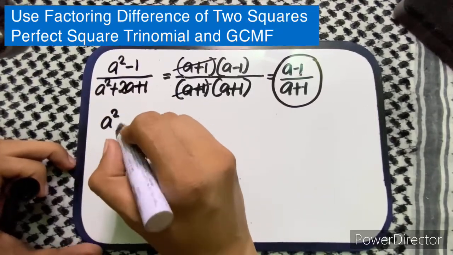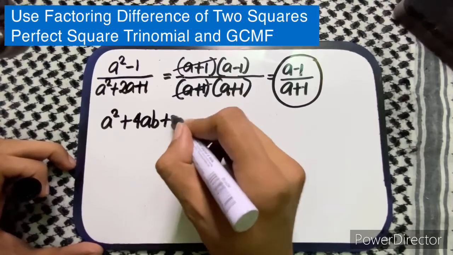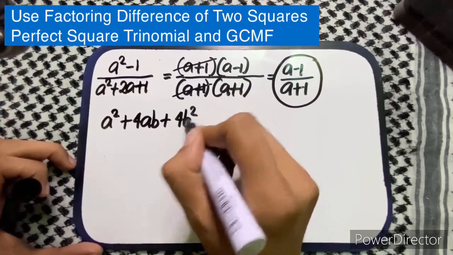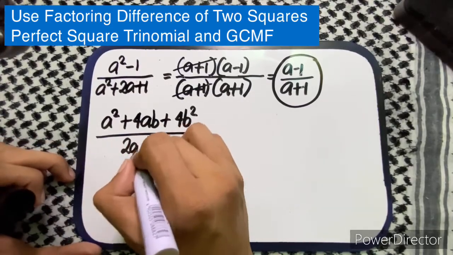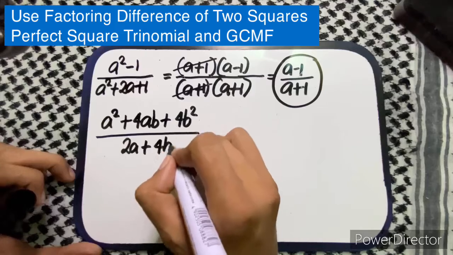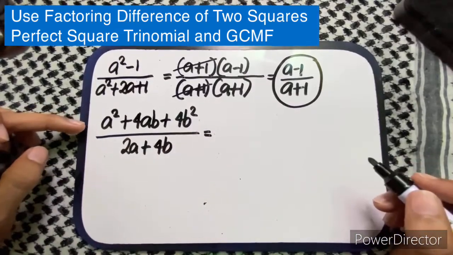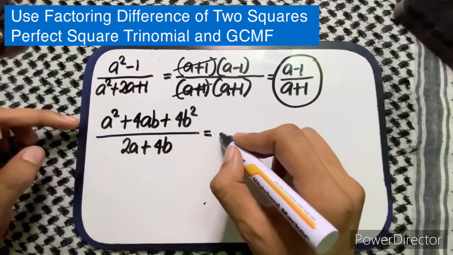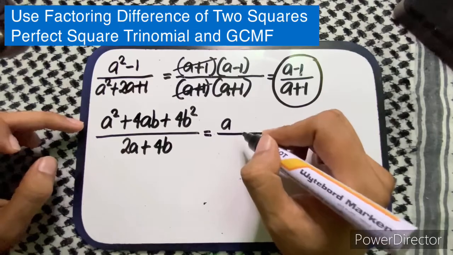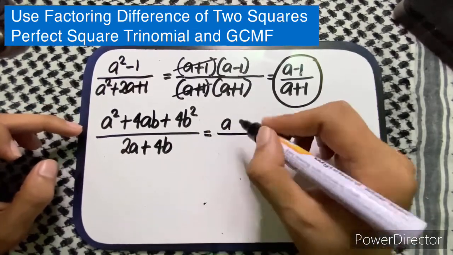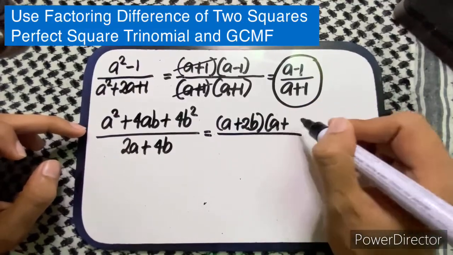A squared plus 4ab plus 4b squared all over 2a plus 4b. In the numerator, this is a perfect square trinomial. So just get the square root of a squared, that is a, then the square root of 4b squared, that is 2b. So a plus 2b, then a plus 2b.